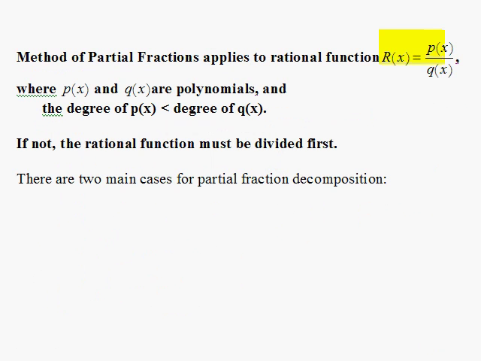So I'm going to write the rational function as p of x over q of x, where p and q are polynomials. I'm going to assume that the degree of p is less than the degree of q. If it's not, you need to divide the rational function first, just using polynomial division. And there are two main cases. I'm going to say most about the first case. The second case I'm not going to say a whole lot about.